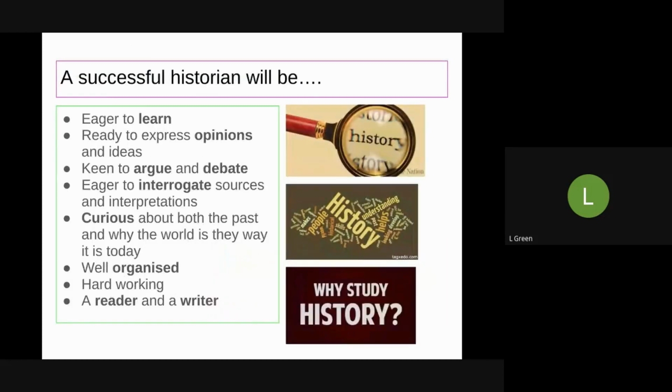So a successful historian at GCSE is eager to learn, ready to express opinions, very keen to argue and debate, eager to interrogate sources and interpretations, curious about the past and the present, well-organised, hardworking, and a reader and a writer. You can infer from what I've just listed that we do a lot of debating, a lot of discussing, a lot of interrogating sources and interpretations, and building on loads of the key skills that you have built in Key Stage 3.